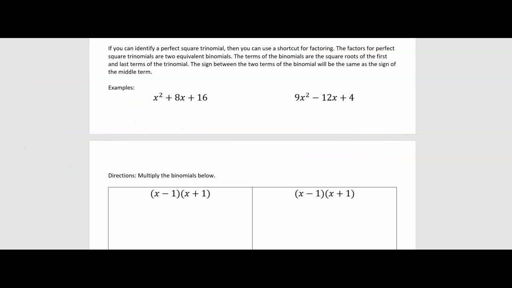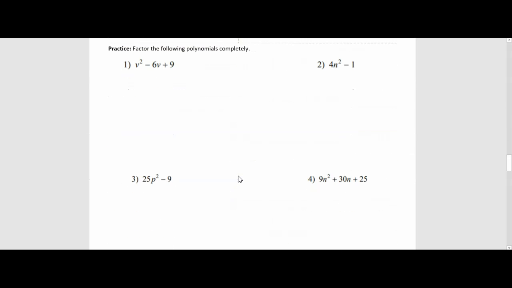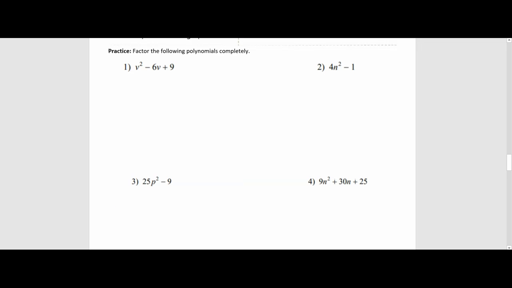Let's practice a couple before we move on to the second part of this lesson. Let's do 1 and 4. Both of those are perfect square trinomials, so just practice factoring them. So pause the video, factor, and then see if you get the correct answer.